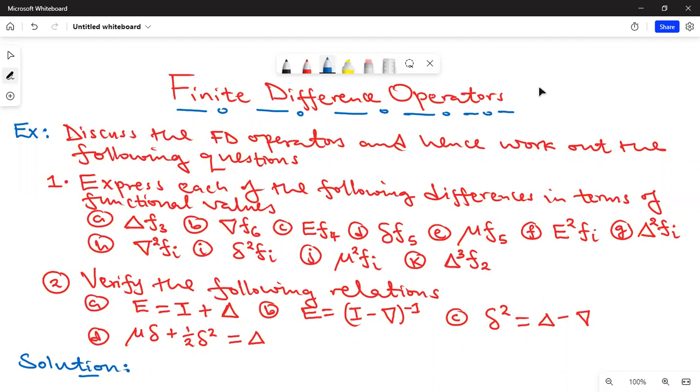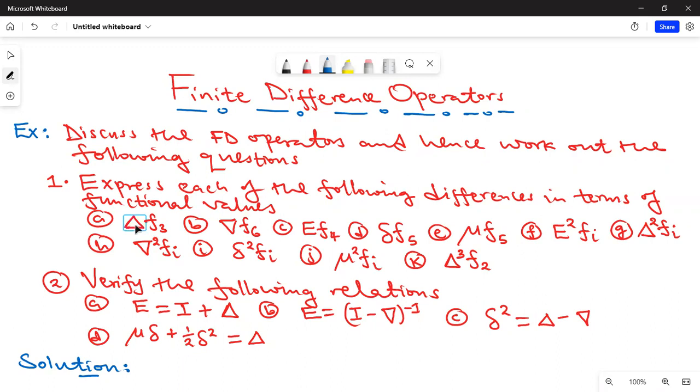Today we are going to look at finite difference operators. We are given this question. We are asked to discuss the finite difference operators and hence work out the following questions. Number one, we are asked to express each of the following differences in terms of functional values.